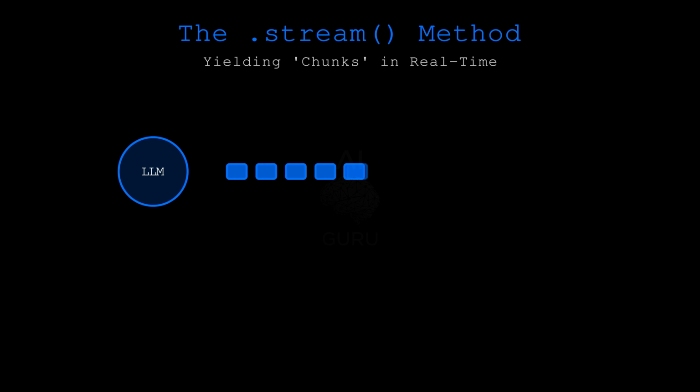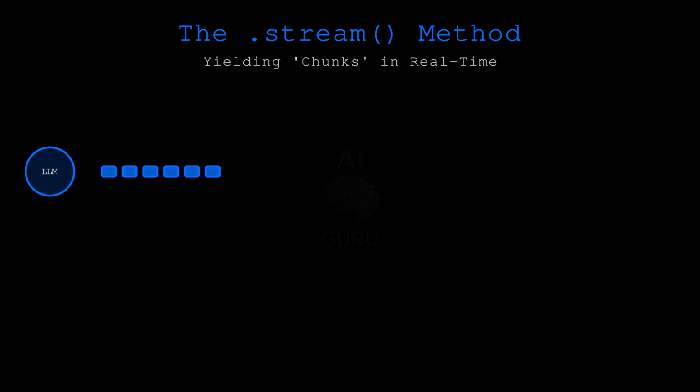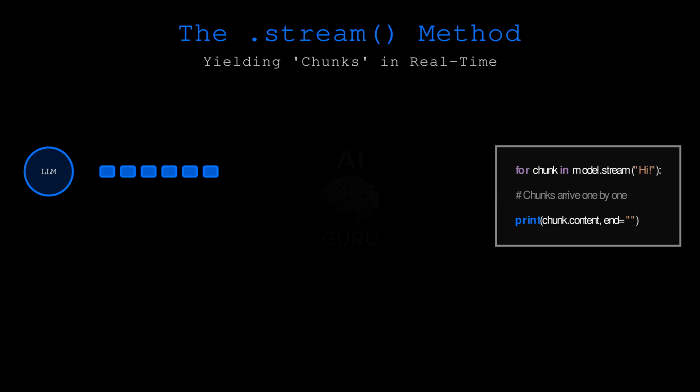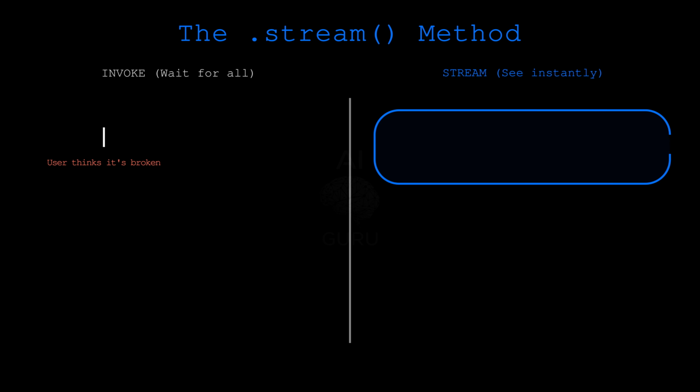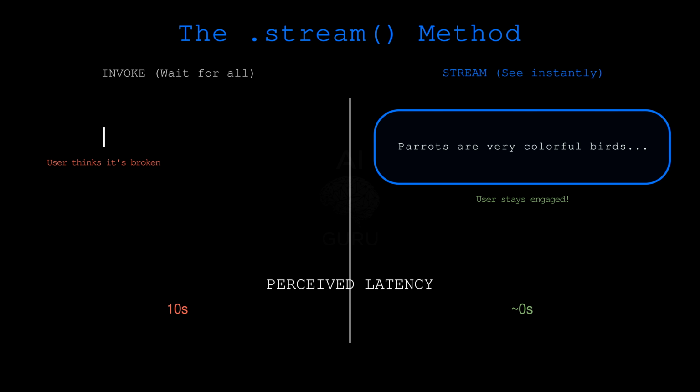Why does this matter? I mean, why bother with the extra code to handle streaming? It's purely about user experience, UX. It's all about perceived latency. If a user sees a blinking cursor for 10 seconds, they think your app is broken. They're gone. But if they see text appearing right away, even if the total time is the same, the perceived wait time is 0. It keeps them engaged. It's a huge deal. Makes total sense.